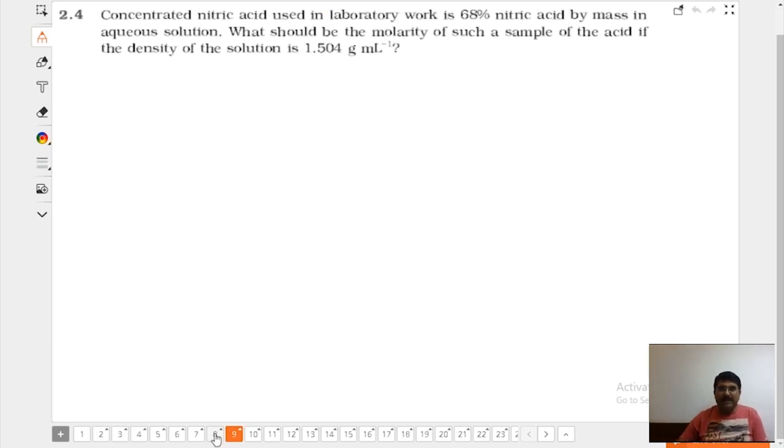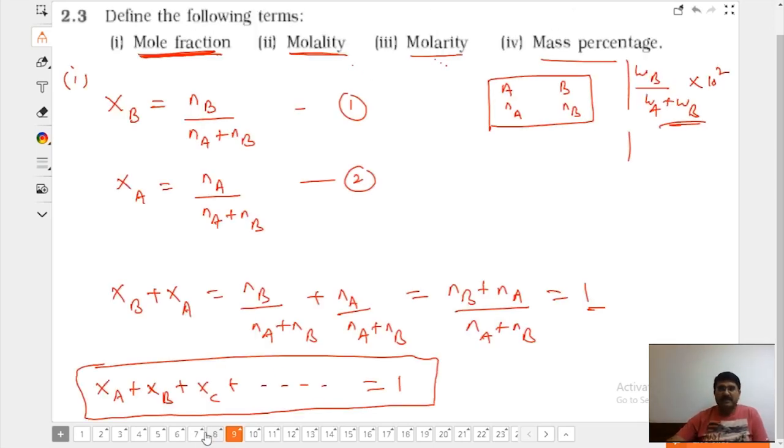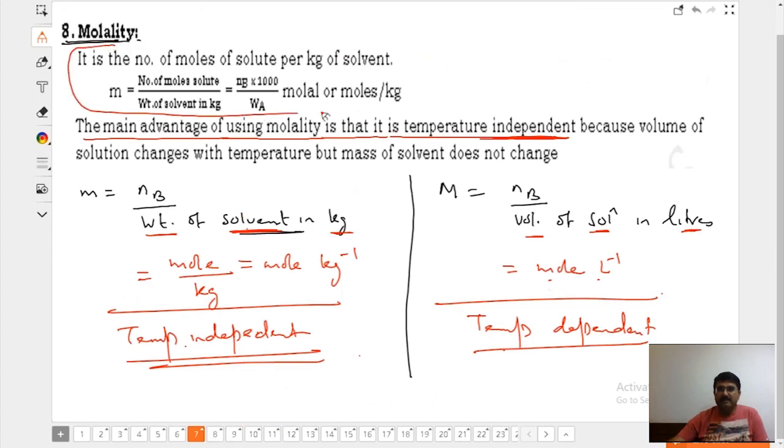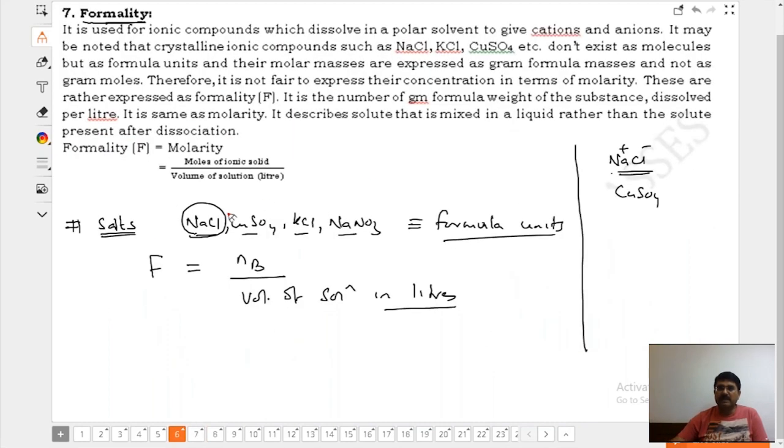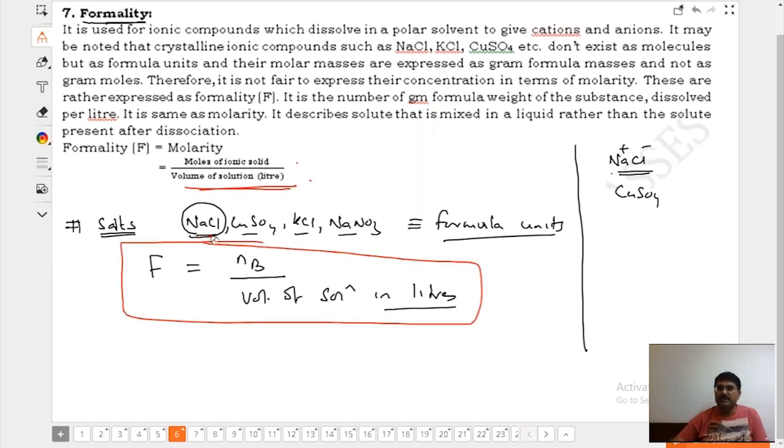Didn't I define molality here? It is the number of moles of solute per kg of solvent. That is its definition. Formality is moles of ionic solid divided by volume of solution in liter. It's the same thing. Formality or molarity is the same thing.